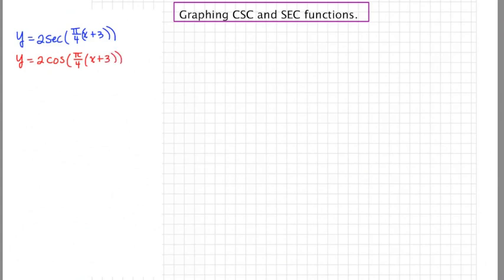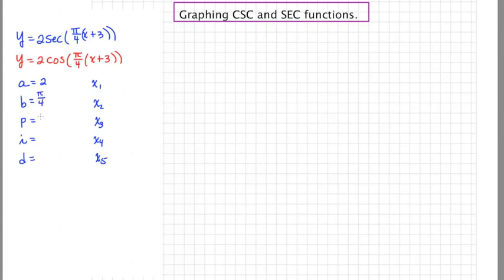Now I'm going to make my cue list. A, B, P, I, D, X, X sub 2, X sub 3, X sub 4, and X sub 5. A is the absolute value of the coefficient that precedes the trig function, in this case 2. B is the coefficient that precedes the x, which in this case is pi over 4.